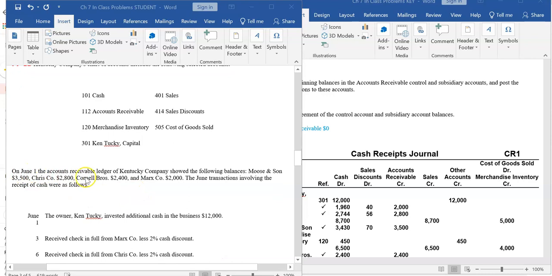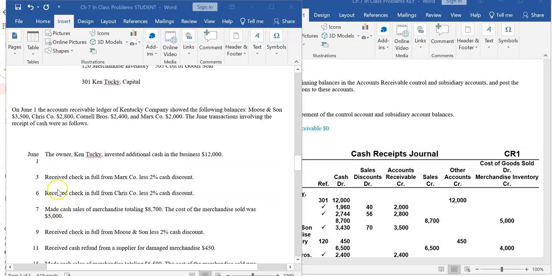On June 1st, the accounts receivable ledger of Kentucky Company showed the following balances. So these are the subsidiary ledger customer accounts. Moose & Son has a balance of $3,500, Chris Company $2,800, Cornell Brothers $2,400, and Mark's Company $2,000. The June transactions involving the receipt of cash were as follows.